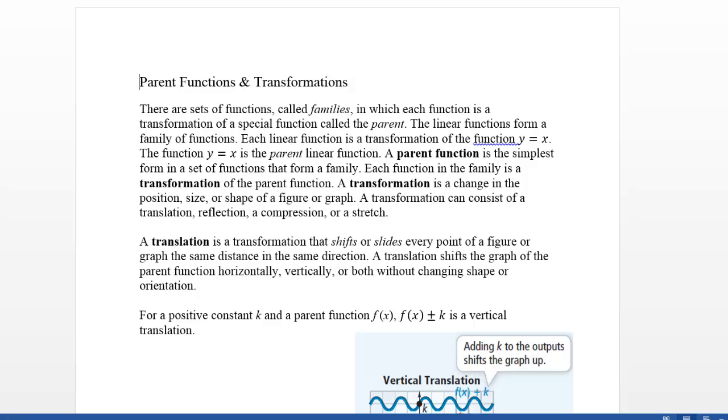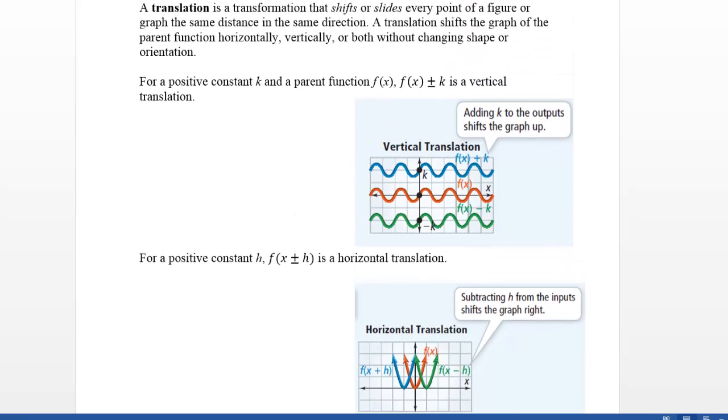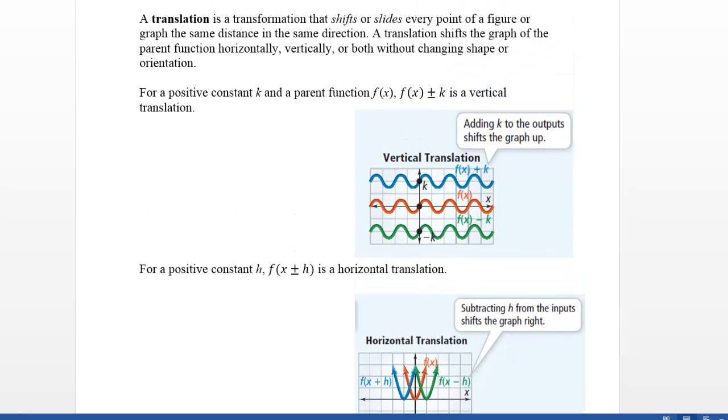We're going to start with translation. A translation is just a shifting or sliding of every point on the figure. So we are just going to be shifting or sliding left to right, or up and down, or a combination of both. We may be able to shift a function to the left and then up, or to the right and then down, or vice versa. And so it's very important that you understand how a translation works.